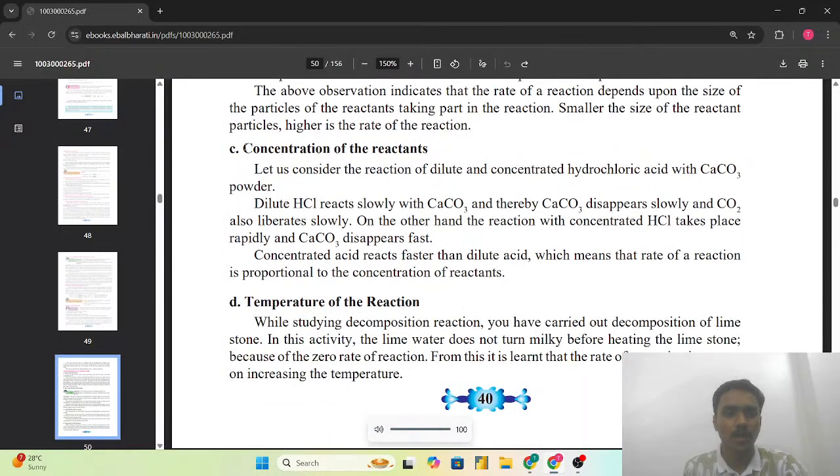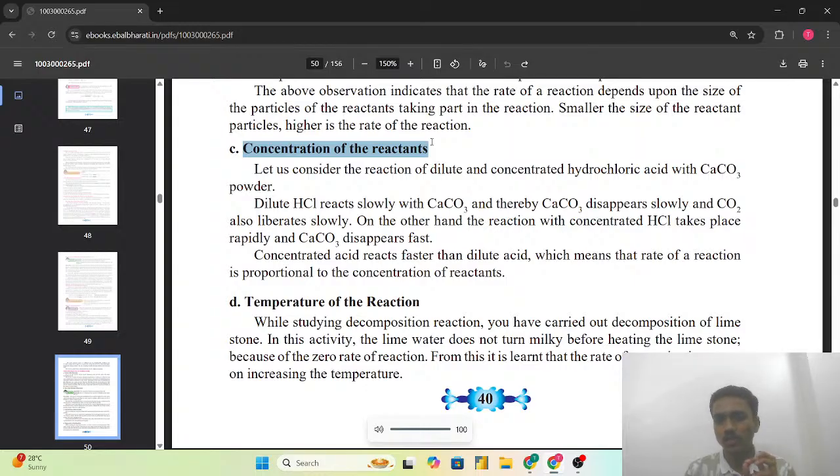Next we have the C part, that is the concentration of the reactants. Let us consider the reaction of dilute and concentrated hydrochloric acid with CaCO3 powder. So we have to do the reaction of calcium carbonate with dilute HCl and concentrated HCl. Dilute HCl reacts slowly with the calcium carbonate, and thereby calcium carbonate disappears slowly and CO2 also liberates slowly, since the dilute HCl has some amount of water added.